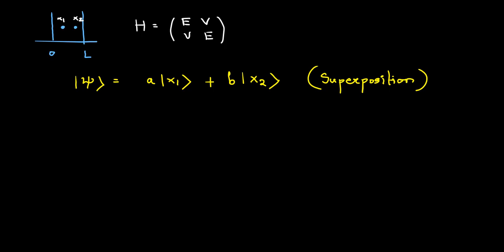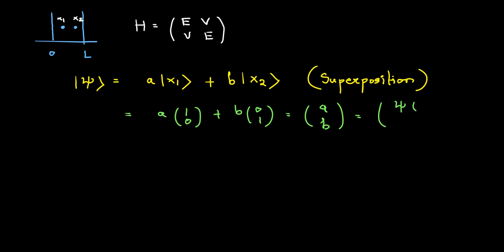Okay, now once we have this superposition state, let's do a little bit more mathematical jargon. You have this as 1 0 and you have this as 0 1, and what you get at the end of the day is a, b. So basically what has happened is that there is a finite probability of finding the particle at x1 and a finite probability of finding the particle at x2, and those probabilities can be calculated when you take the square mod.